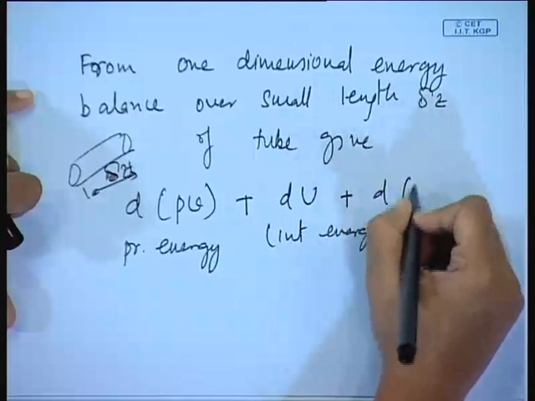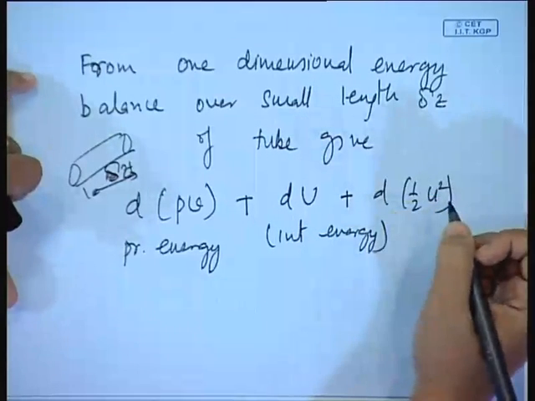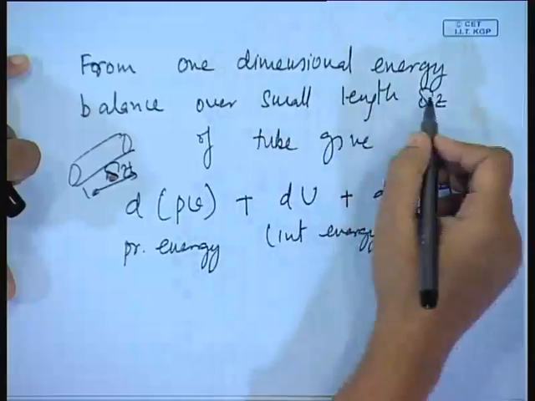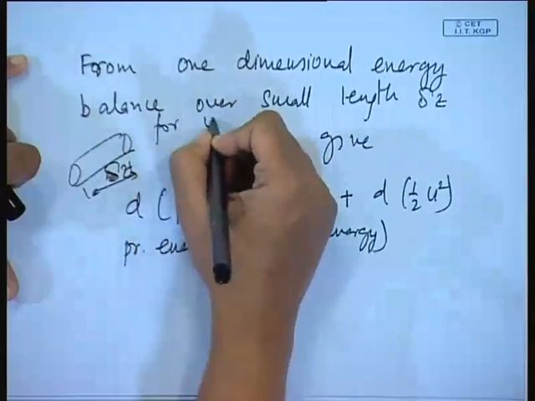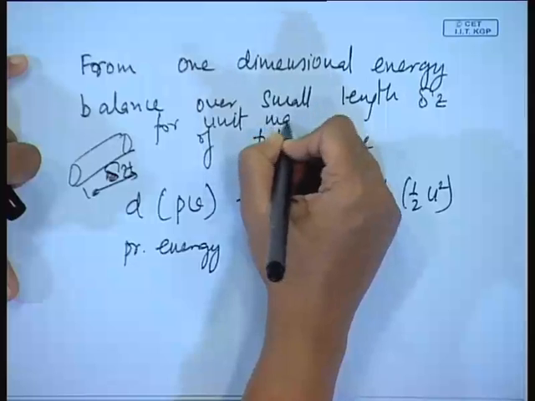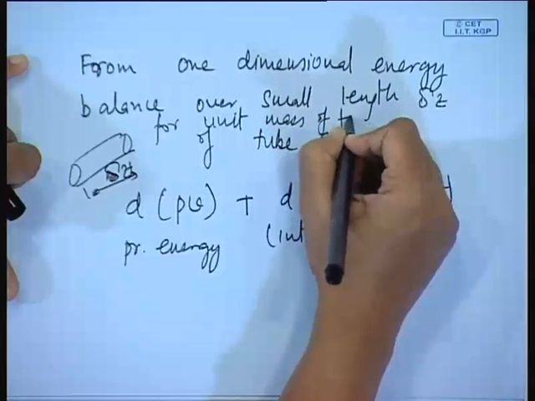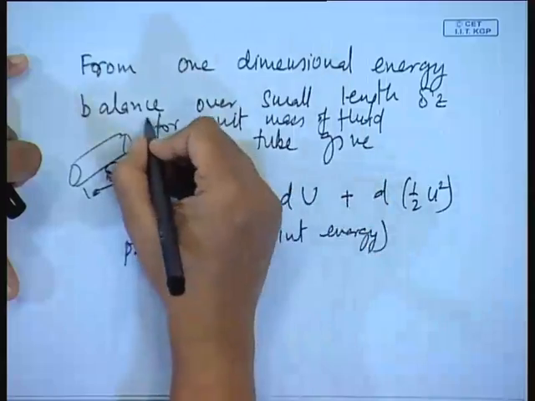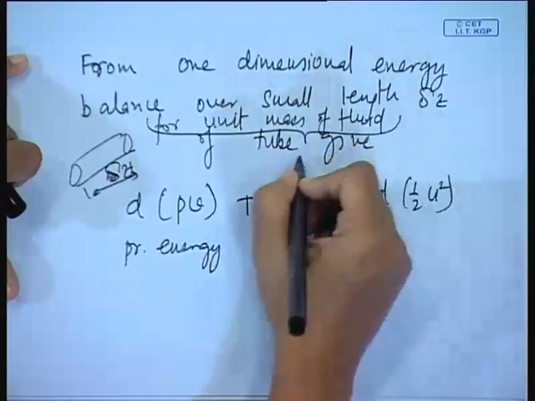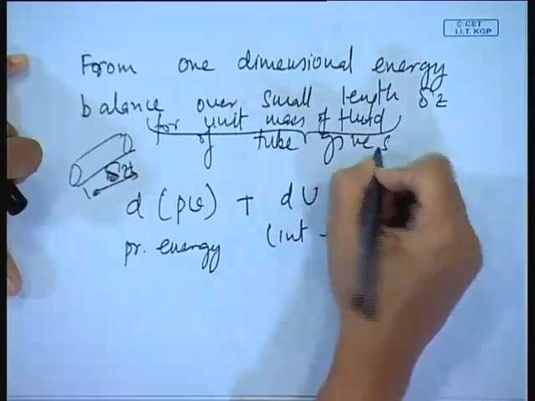plus this is for unit mass of the fluid that I am doing, okay, for one dimensional energy balance over small length delta z of tube, for unit mass of fluid.